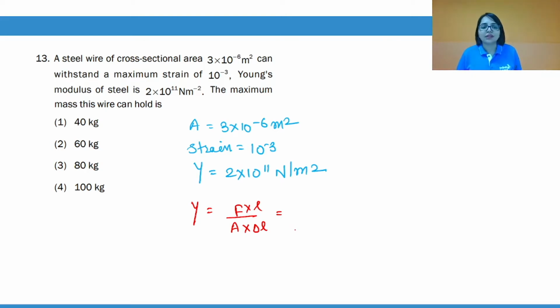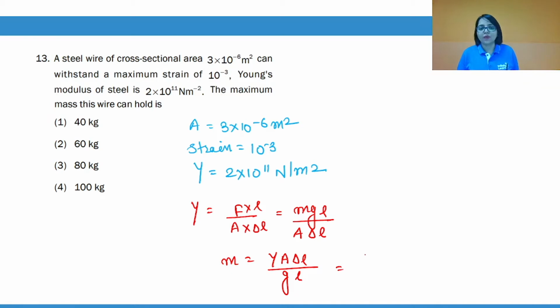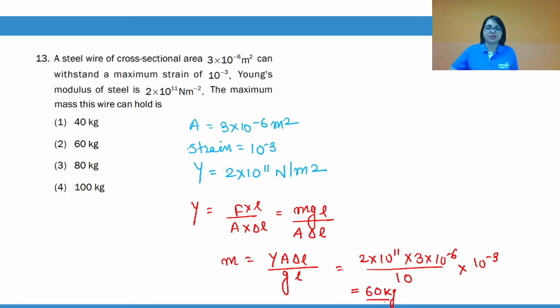Now maximum mass it can hold, that means the maximum load, right, that is Y equals mg into L upon A delta L, right? So M will be Y A delta L upon g into L, right? We are finding the value of M. Y is 2 into 10^11, A is 3 into 10^-6, g is 10, and delta L upon L, that is strain, is 10^-3. Right, so after solving this we will get the value of mass as 60 kilogram, which is option 2.